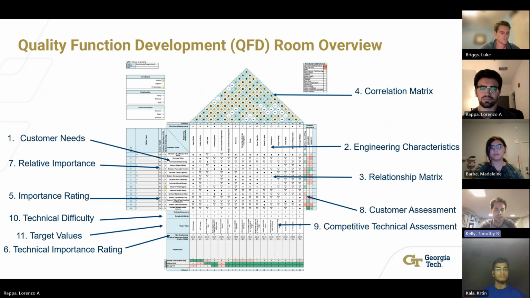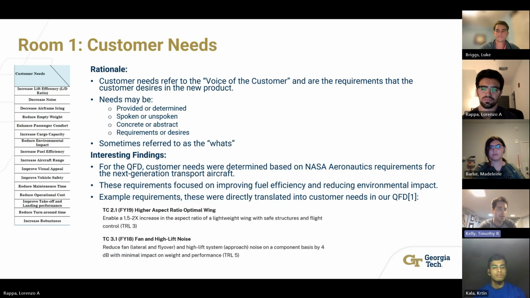Here's an overview of our QFD. I'm not going to go through every room, but I will highlight a few rooms with interesting information. This first one here is the customer needs. A lot of things here will be no surprise, such as fuel efficiency needs to increase, aircraft range should increase if it becomes more efficient, increasing lift efficiency so the aircraft requires less power to operate, etc. Next slide.